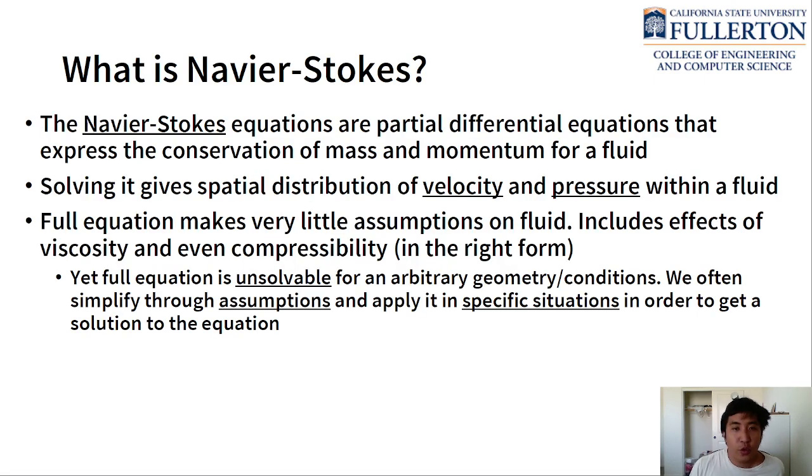And so the Navier-Stokes equations is a set of partial differential equations that basically express the conservation of mass and momentum for a flowing fluid. And so if you solve the Navier-Stokes equations, you actually get spatial distributions of velocity and pressure within a fluid. Because the Navier-Stokes equations are differential equations, we know that the solution to a differential equation is a function. And so when I say spatial distribution, what I mean is a function that gives you the velocity and pressure at different spatial locations and time within a fluid.